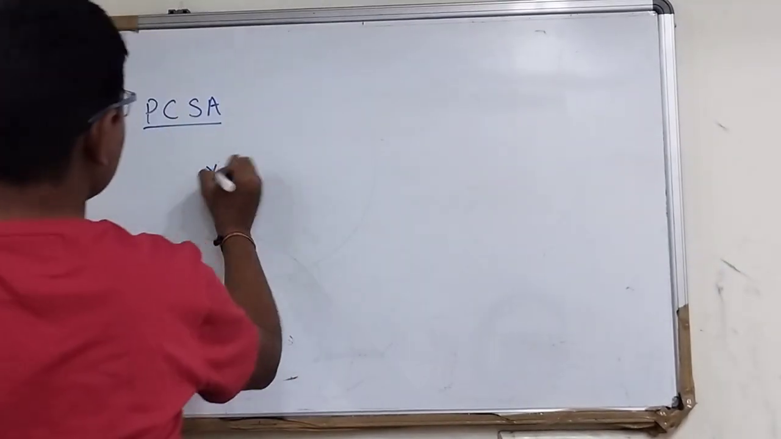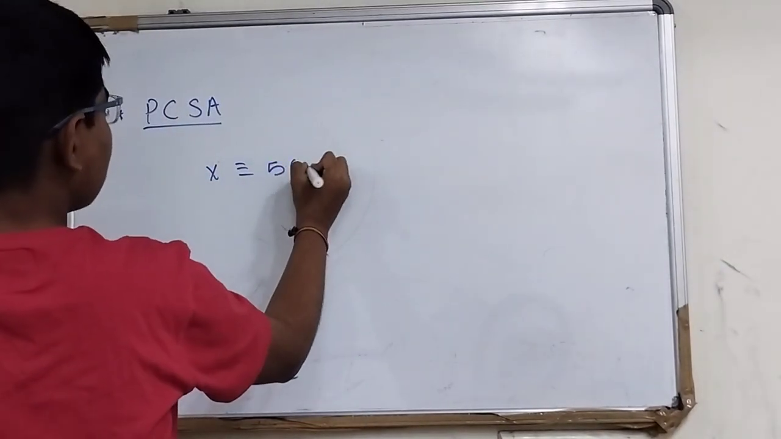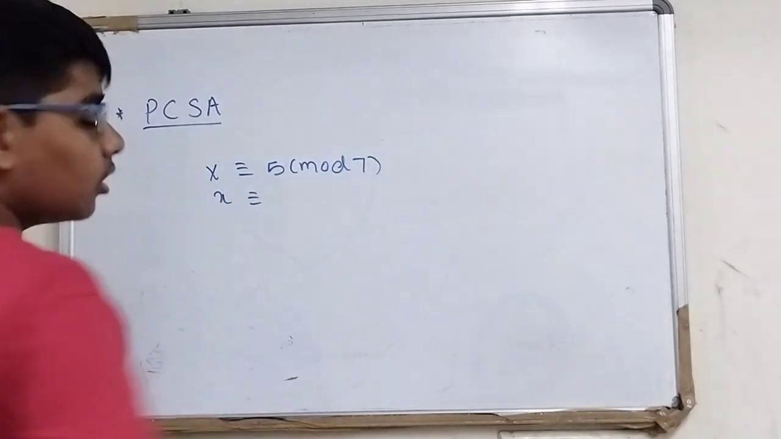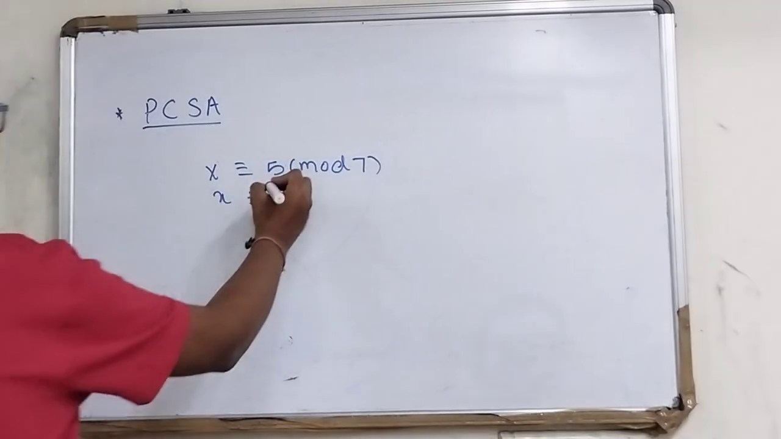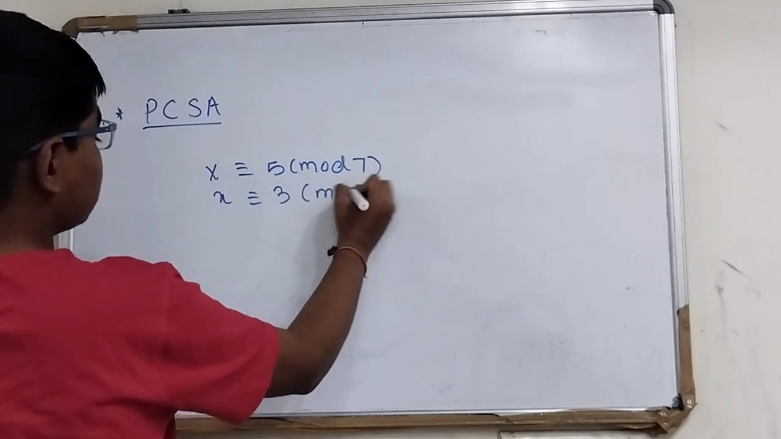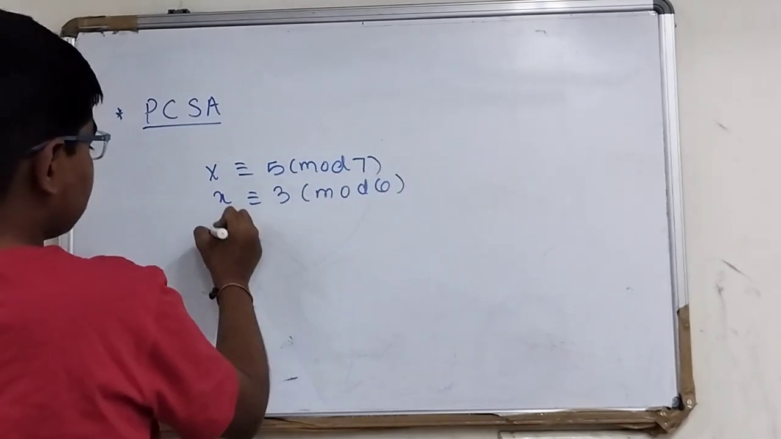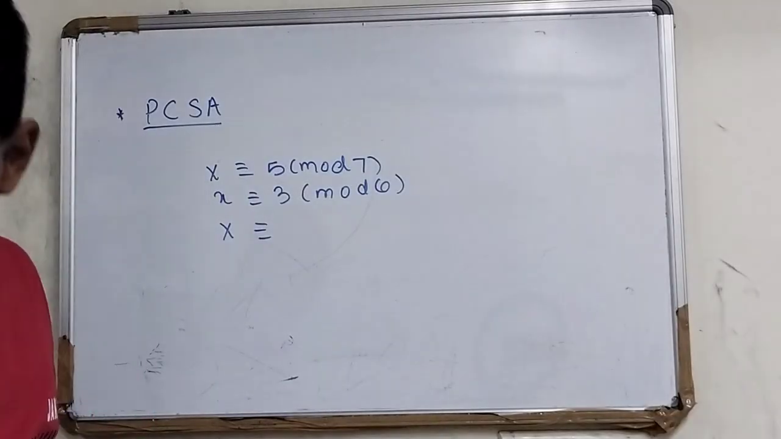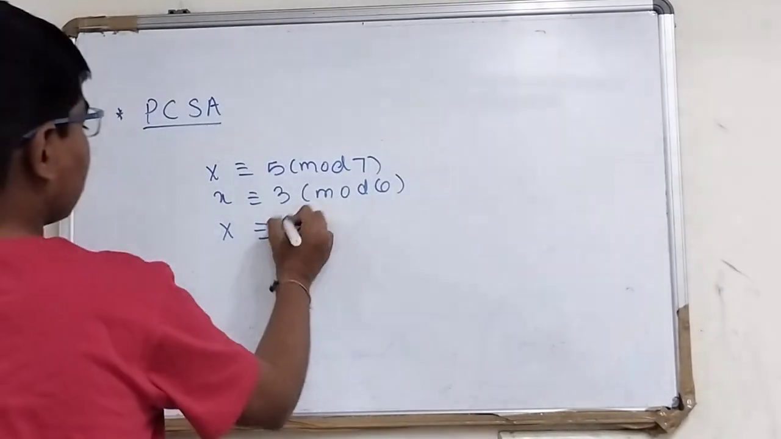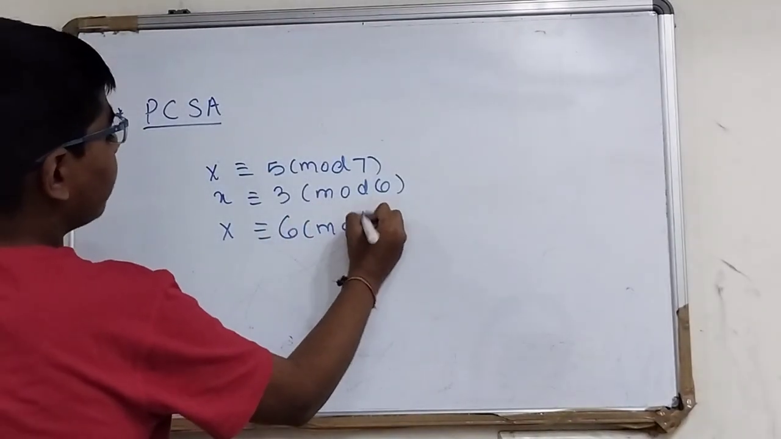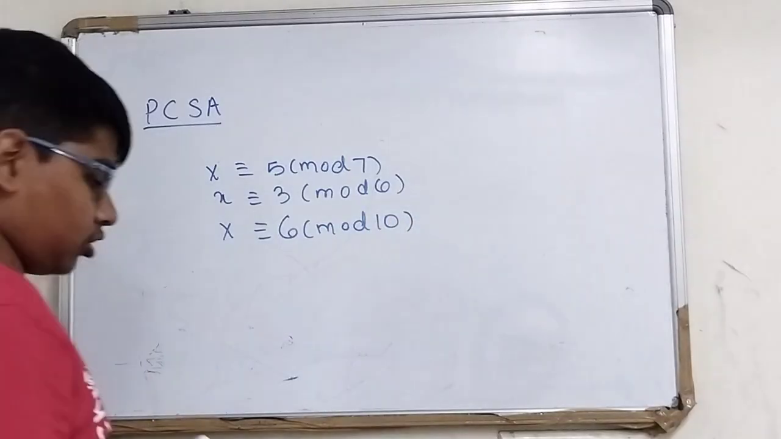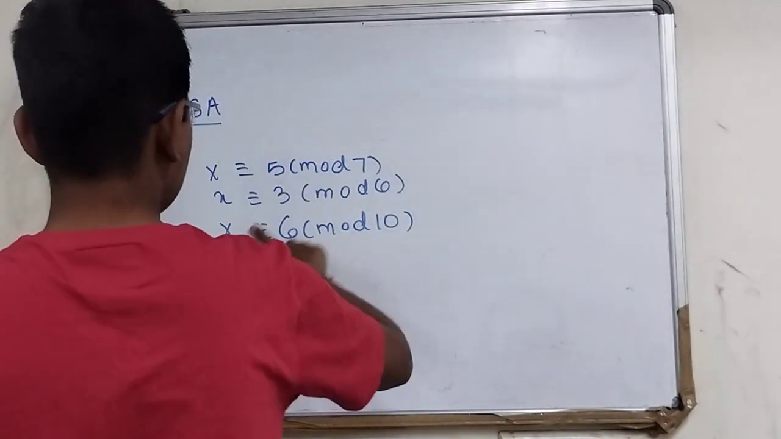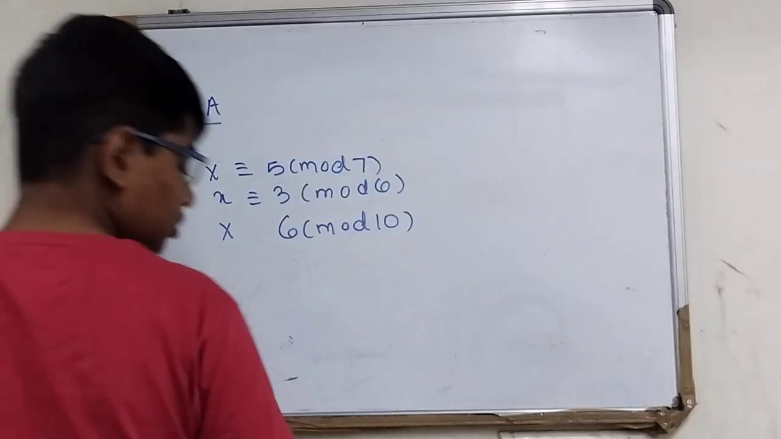X 5 mod 7. Okay, X 3 mod 6. So you can see that the difference is not the same here, like the previous one which satisfies the corollary, and then 6 mod 10. Now, you guys try to solve this using the normal method. Get the answer. I'll show you on Google also what the answer is.